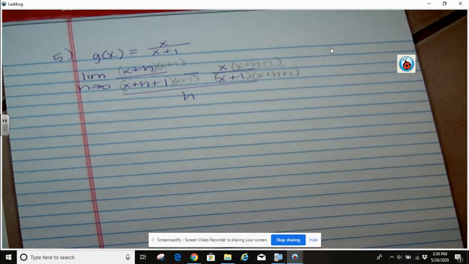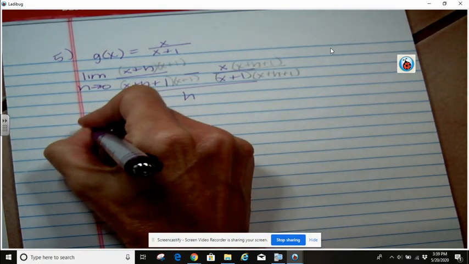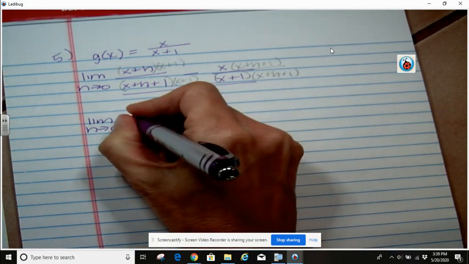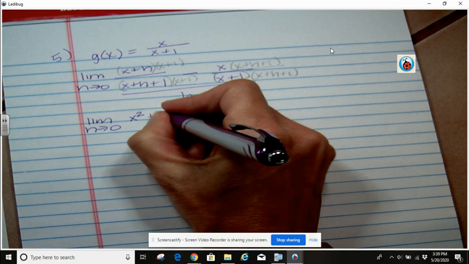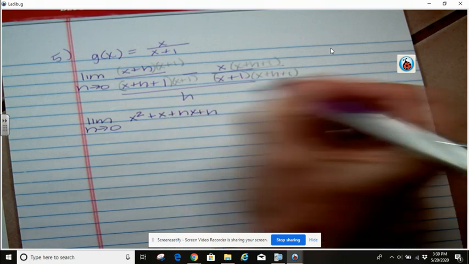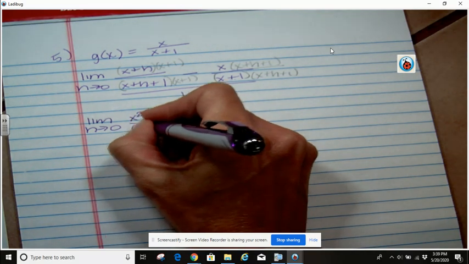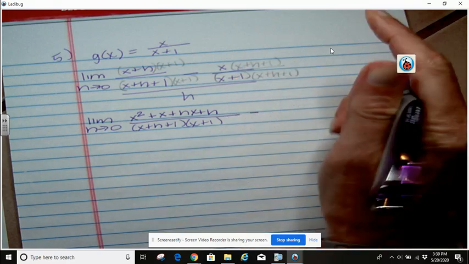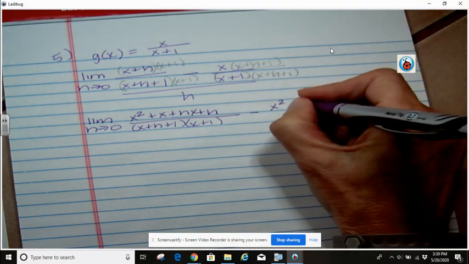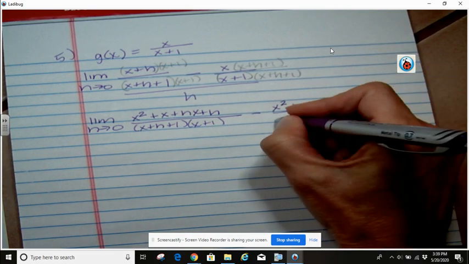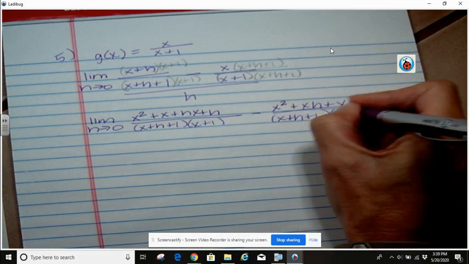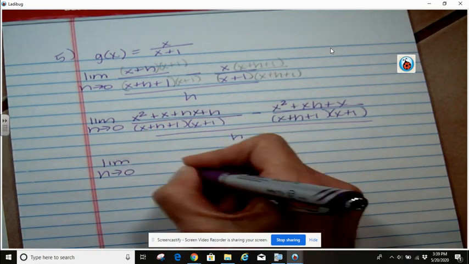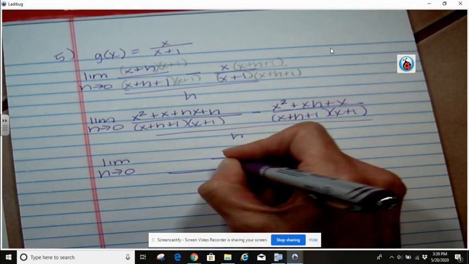All right, then I got to clean that up. Okay, so I have x plus h times x plus 1. So you actually want to FOIL that. That'll give you x squared plus x plus hx plus h over the common denominator minus, distribute here, not FOIL, distribute x squared plus xh plus x over that common denominator. And now I can actually make that into one fraction.